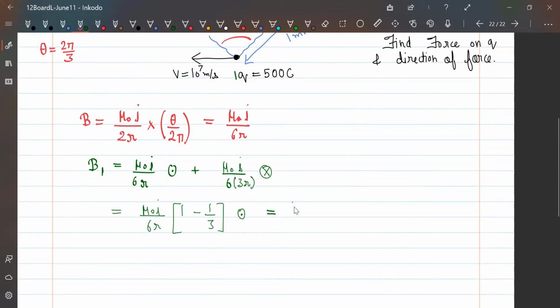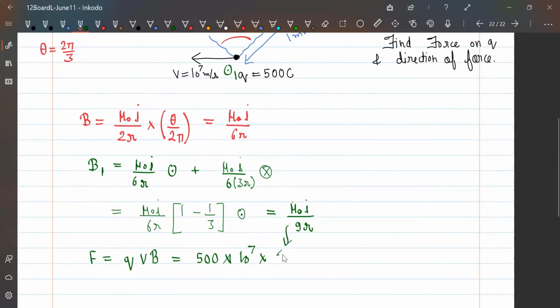Let us put the values in the end. This will be 2 by 3, mu naught I by 3, 3 is 9 r. That will be the value of net magnetic field at this point. So the magnetic field will be out of the plane. Force will be QVB. Q is 500 coulomb. Velocity is 10 raised to 7. And magnetic field is this.